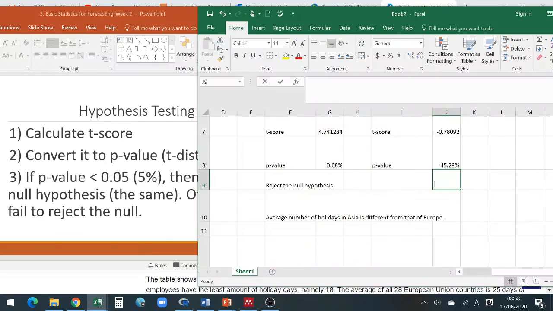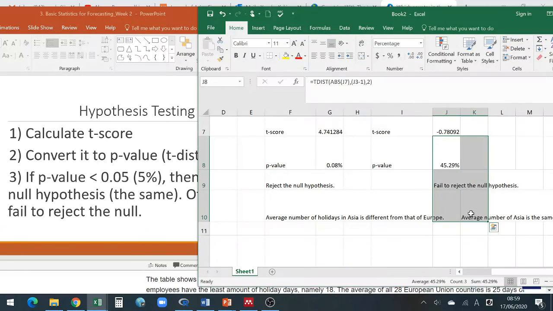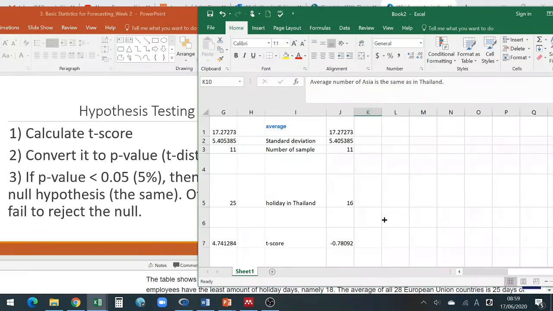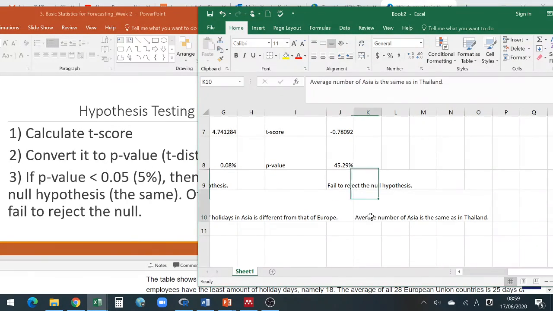So this one is fail to reject the null hypothesis. What does it mean? It means the average number of Asia is the same as in Thailand. Remember, the null hypothesis assumed that they are the same, and we fail to reject. That means we accept the null hypothesis, meaning that the holidays in Thailand, 16, and the average, 17, look the same, and statistically we conclude that they are the same.